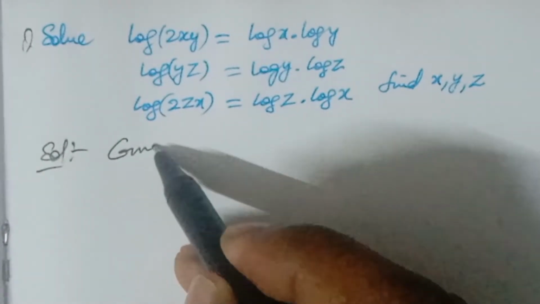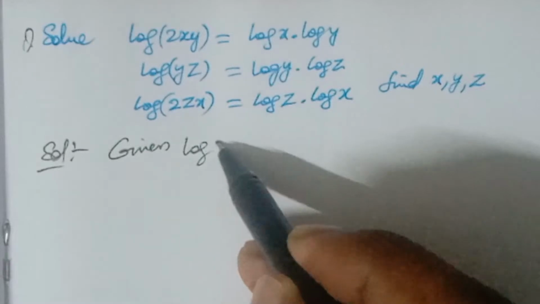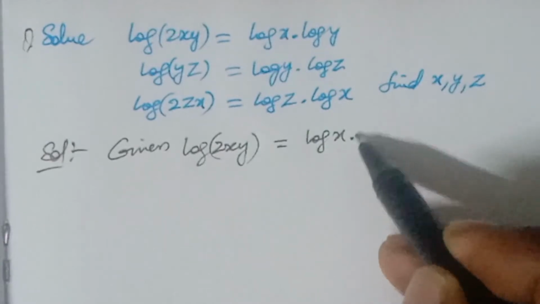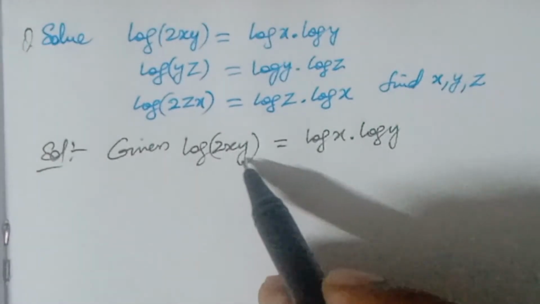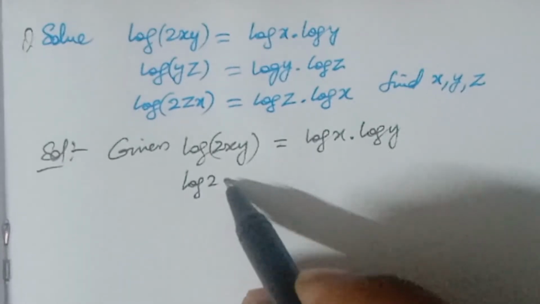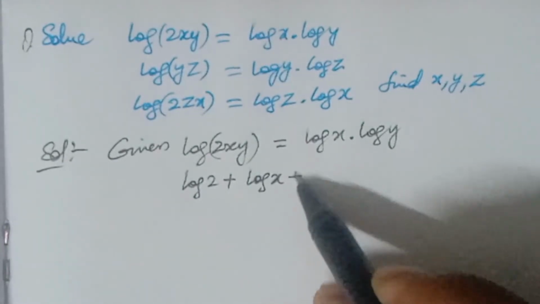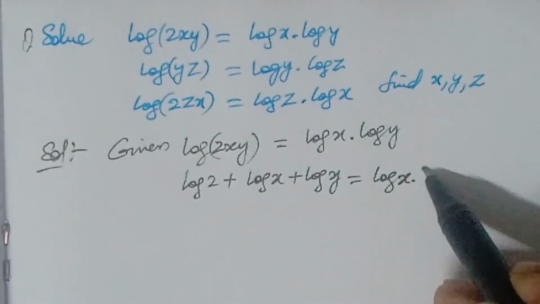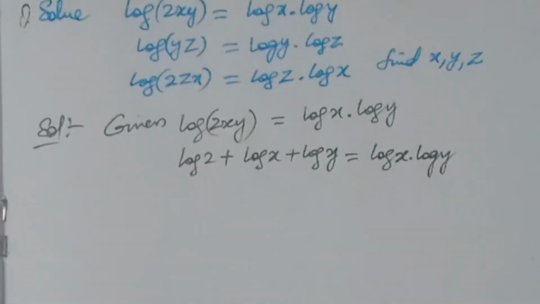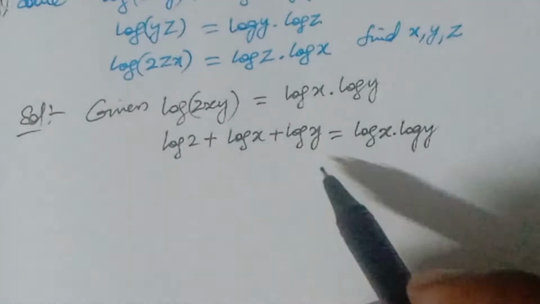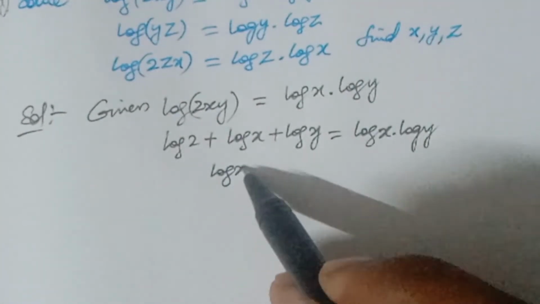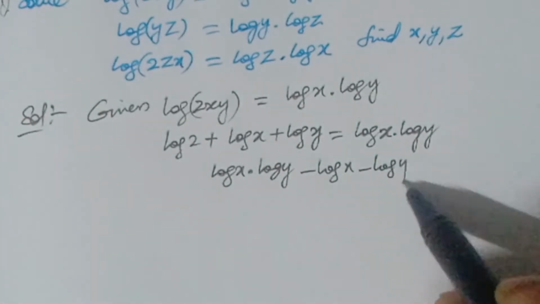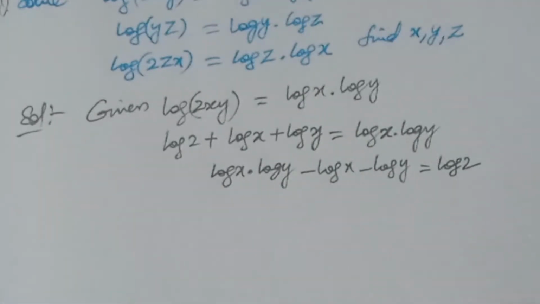So here, what is given? First, log 2xy is equal to log x into log y, given. So here, using the log mn formula, log 2 plus log x plus log y is equal to log x into log y. So here you have expanded this sum. So you can send all the terms to that side: log x into log y minus log x minus log y is equal to log 2.